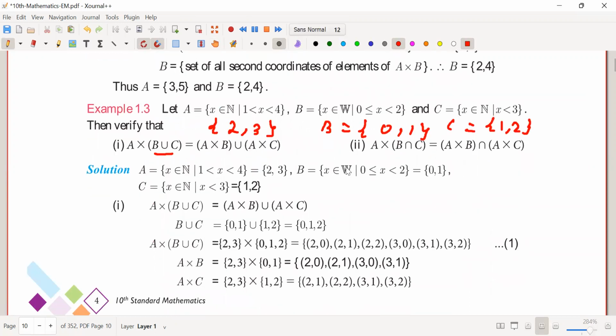All right. Likewise, next thing they want is A cross B union A cross C. So first we have to find A cross B: (2,0), (2,1), (3,0), (3,1). Then A cross C: (2,1), (2,2), (3,1), (3,2). So finally, you'll be getting the data. Now, we find the union of these two.